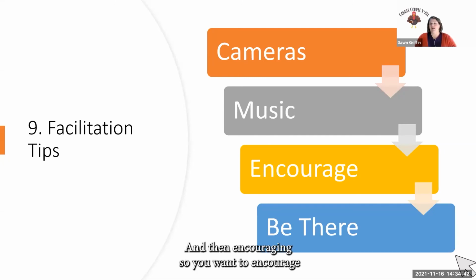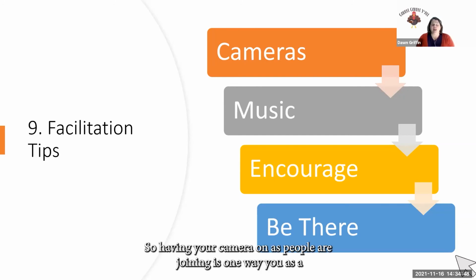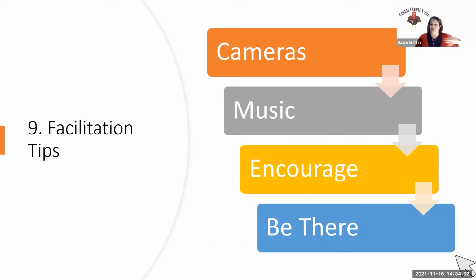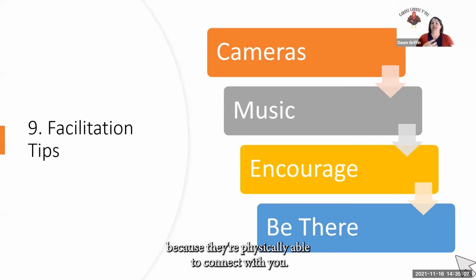And then encouraging. You want to encourage and foster participation with what you do and what you say. So having your camera on as people are joining is one way you as a trainer can foster that participation and encourage people to be there. If they see you, they're more likely to turn their camera on. They're going to feel more engaged with that training because they're physically able to connect with you.